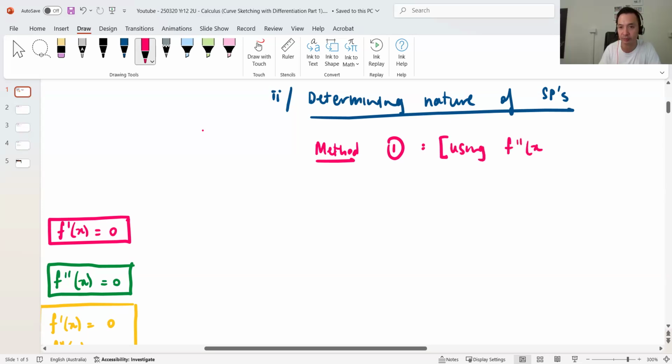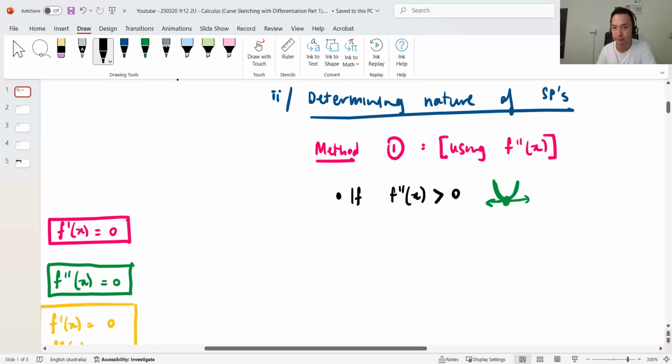Second derivative, right? Very common. Basically, if the second derivative is greater than 0, and if you draw a little graph, greater than 0 means it's a happy face, which means it's a minimum stationary point, a minimum turning point there.